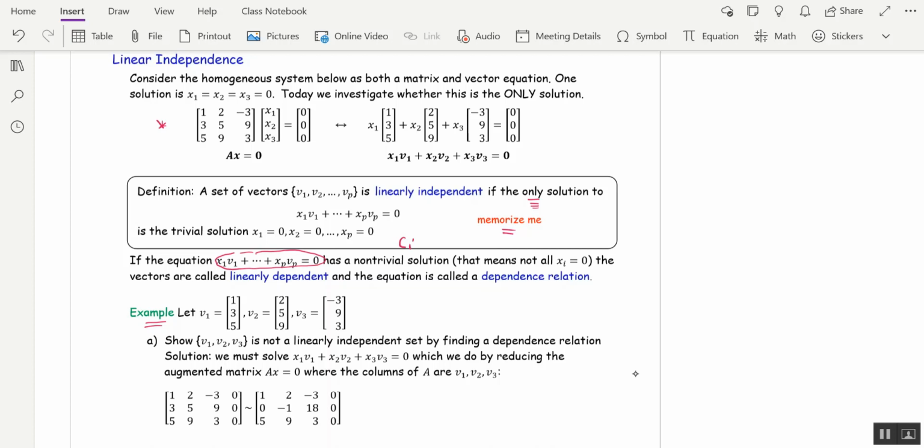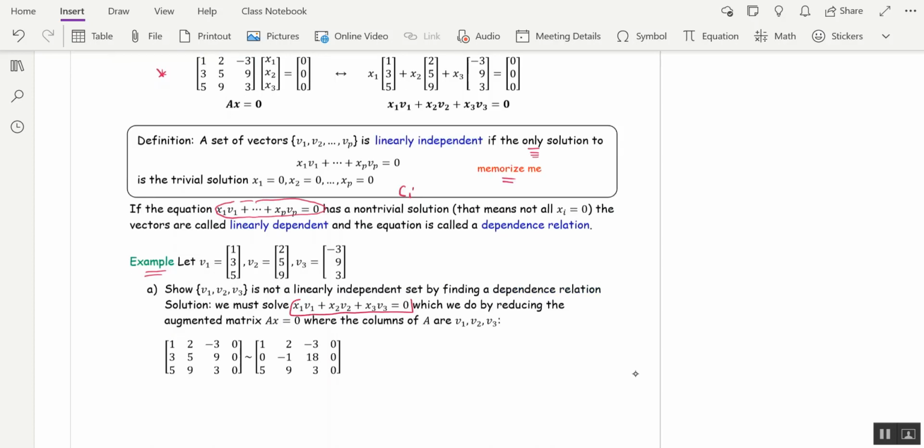So we're trying to solve the system x1 v1 plus x2 v2 plus x3 v3 equals 0. So we know how to do that. We're going to augment with the 0 vector and we're going to reduce. So I suggest you pause the video here. Make sure you can reduce this matrix to reduced echelon form. All right, hopefully you did that. Let's just go through the steps.